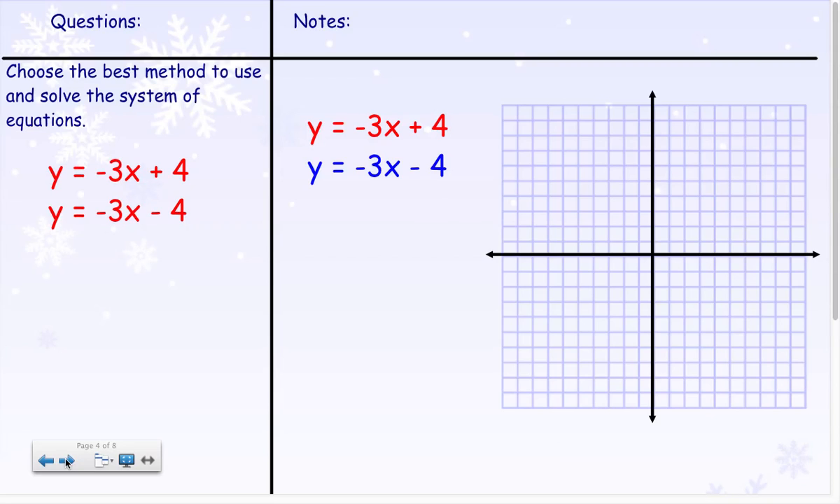So the 2 equations are y equals negative 3x plus 4 and y equals negative 3x minus 4. Now notice that both of these are in y equals or slope-intercept form, meaning that the best method or the easiest method to use would be graphing. So let's start by graphing the top equation, the red one on the right. So I'll take my red pen for the red equation. My y-intercept is what I graph first, which is positive 4. So I'll put a dot at positive 4.